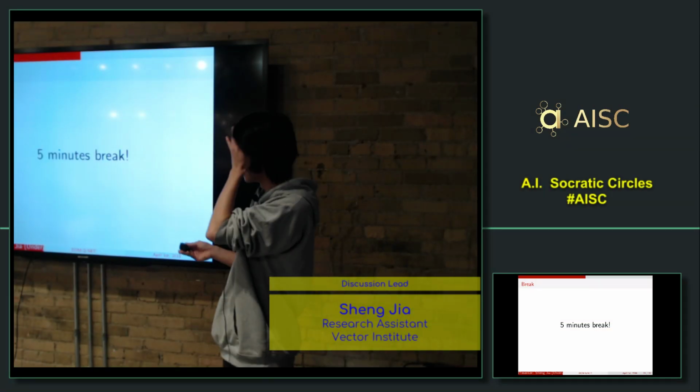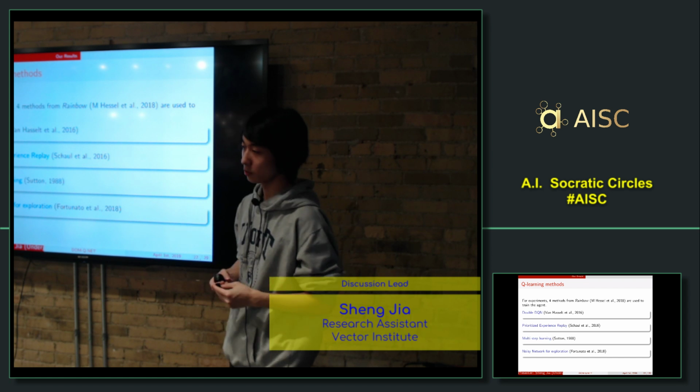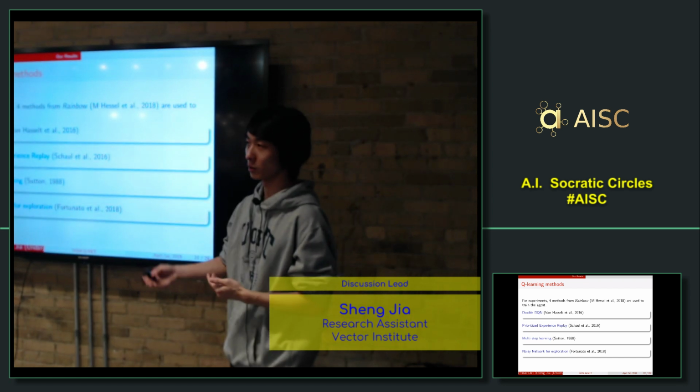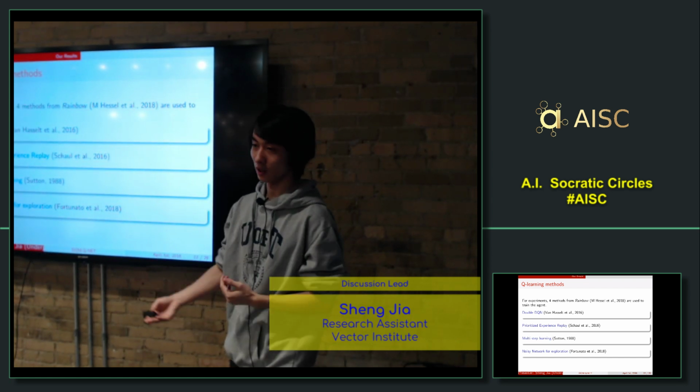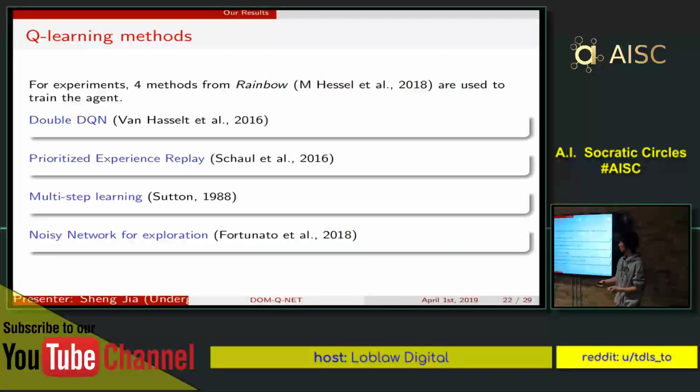Okay. So for our experiments, our paper is about this DQN network for graphs. We have to pick our reinforcement learning algorithm, and we basically picked the vanilla DQN and then added some methods from the Rainbow DQN. For example, we use double DQN because Q-learning overestimates the Q value.